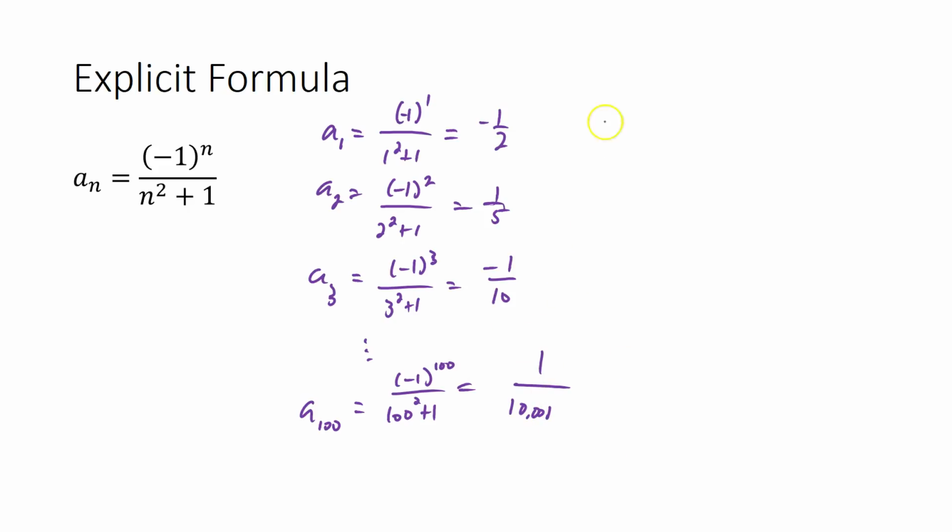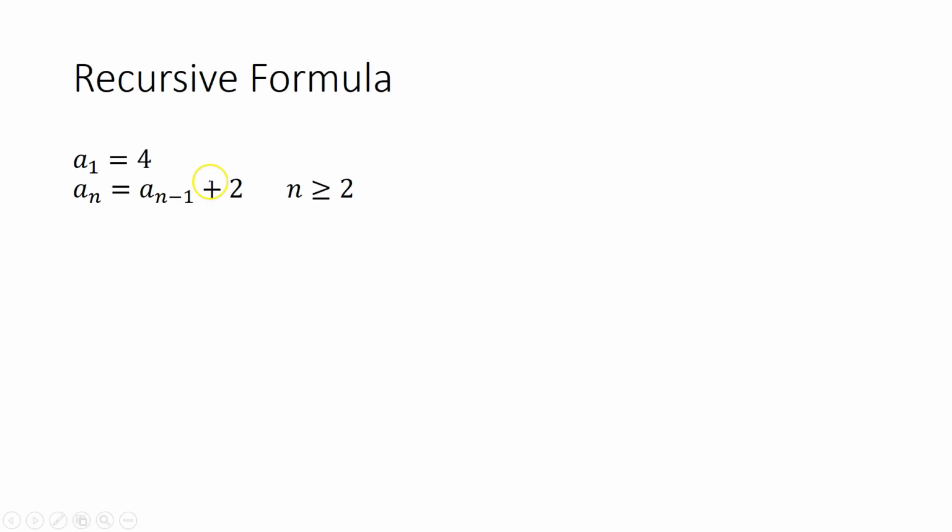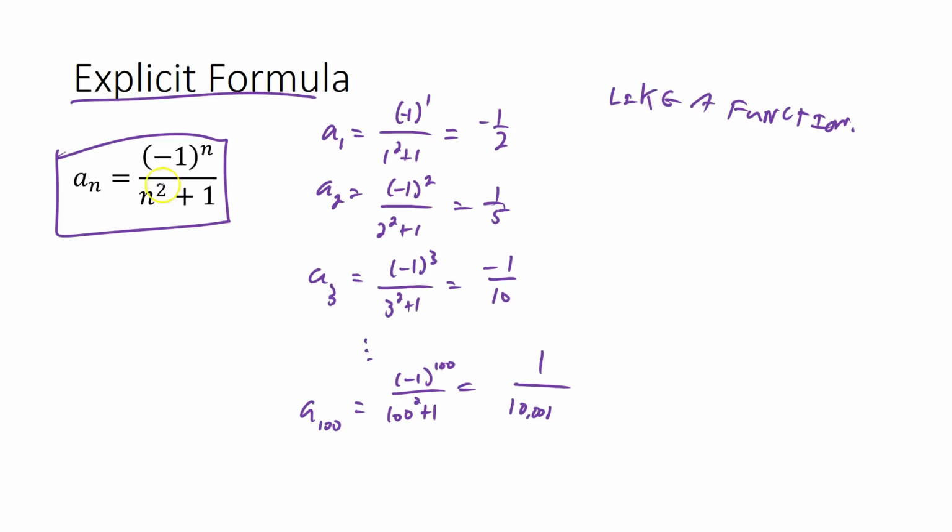Okay, so this is kind of like a function. An explicit formula is one that has a formula like this. It tells you what the nth term is. This is like a function because you can plug in any n term, and it's going to tell you what that term of the sequence is. But it's not continuous, right? These are what we call discrete values, because there's a first term, a second term.